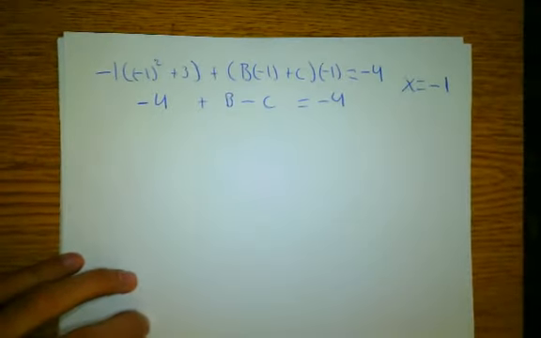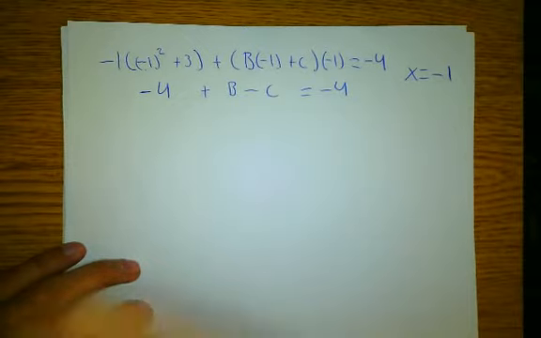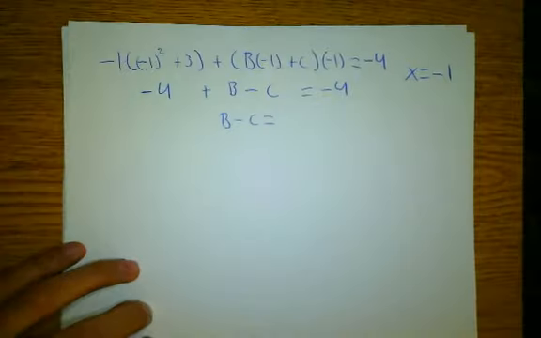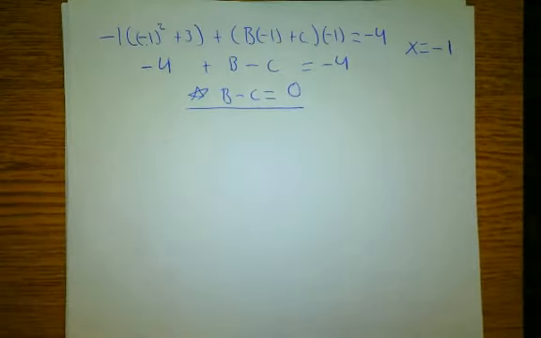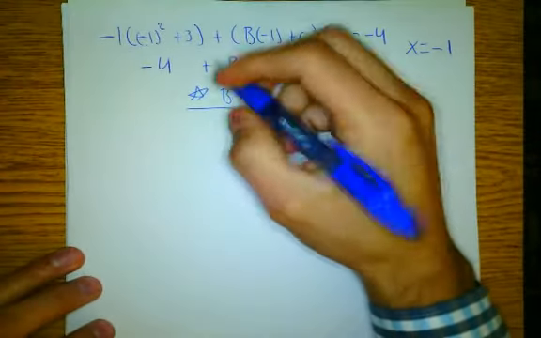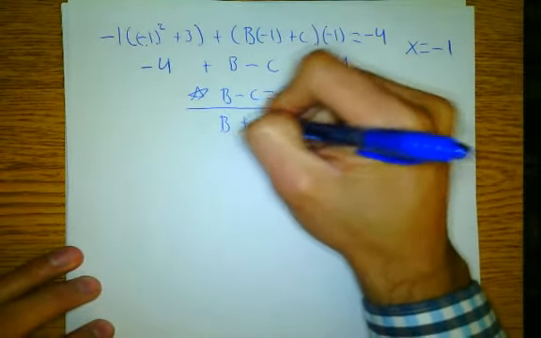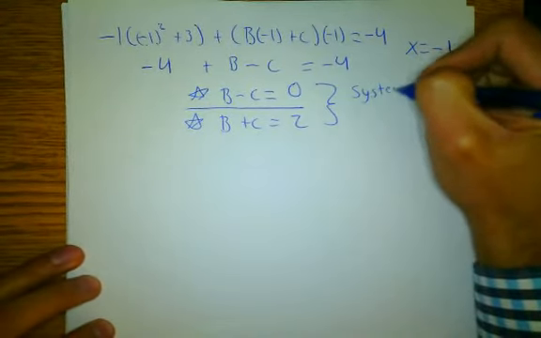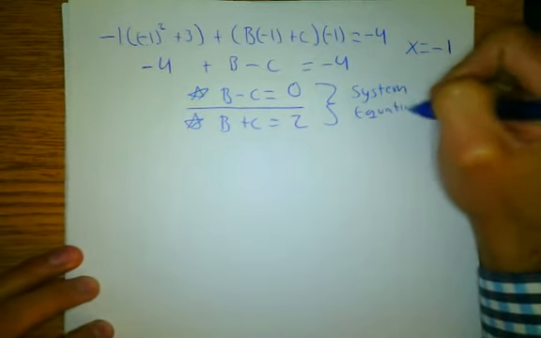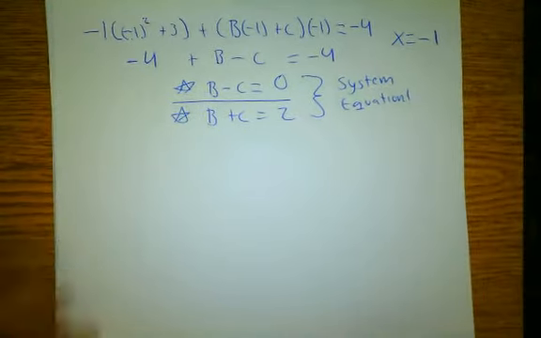If I get b and c by itself on one side, I get that b minus c is equal to what? 0. I have one equation in terms of b and c, and according to our previous work, we also had b plus c equaling 2. At this point, we need a system of equations. Right? Several ways to solve this. I am going to leave that up to you. Whether you want to use substitution, addition, or a matrix, that's totally up to you. Okay? I'm going to use addition for this one.